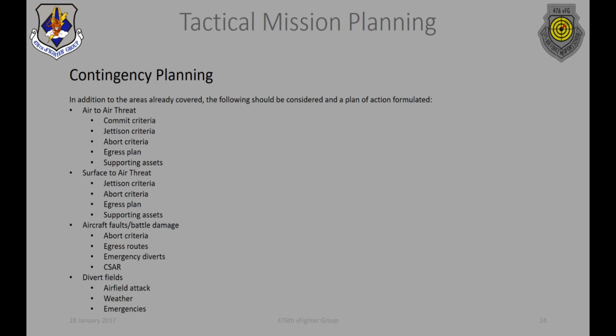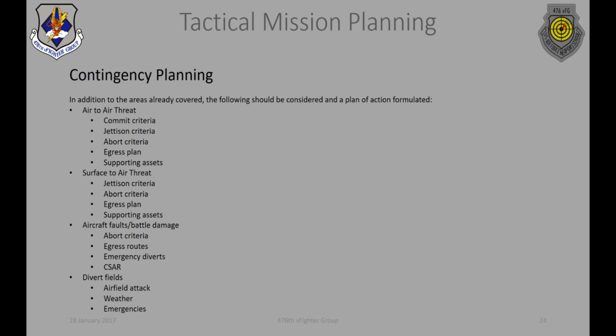Yeah. Egress plan, again, if that air-to-air threat presents itself at various points in the mission, how are you going to get out? How are you going to run away from them and escape from them? And also, what supporting assets are available to you? Where are the friendly SAMs? Where are those friendly missile engagement zones that you can hide in? Where are the friendly fighters? Be they CAPs, be they escort flights, be they sweeps, even friendly strike air-to-ground mission fighters that can provide support if need be.